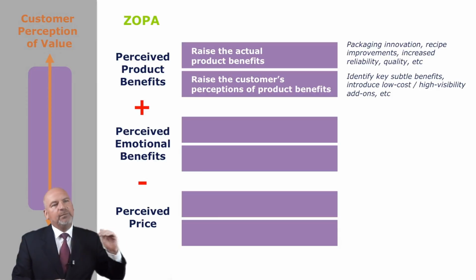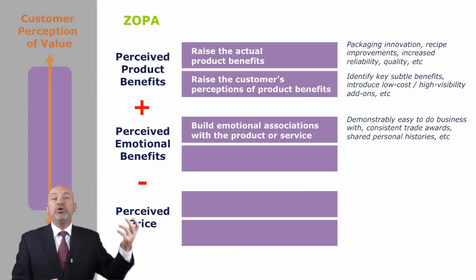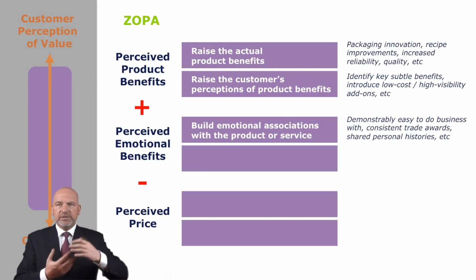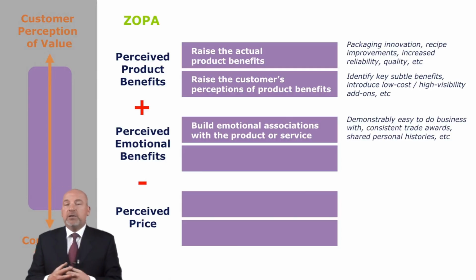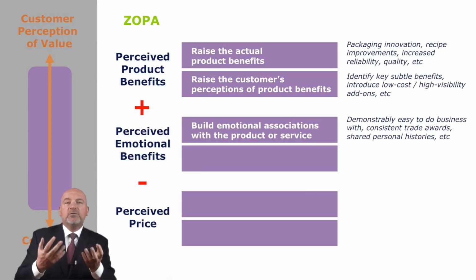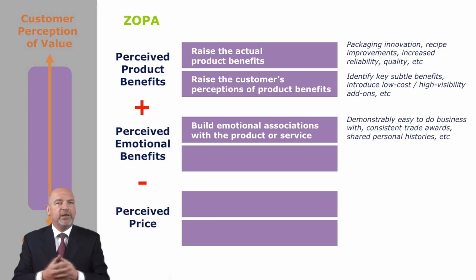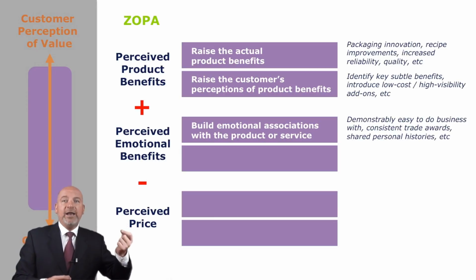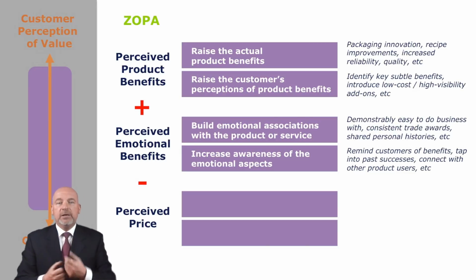Some might say it's a little bit of the next step, which is build emotional association. That's the third way to increase the ZOPA. Demonstrate that you're great at, you're easy to do business with, share personal histories, create one-to-one marketing, etc. The fourth driver is actually increase the awareness of these emotional connections.